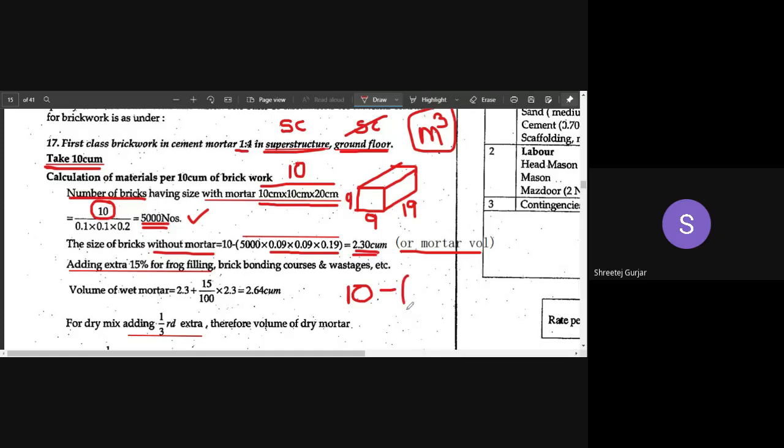So how do you arrive at this? Total number of bricks are 5,000, right? 5,000 bricks multiplied by the volume of one brick without mortar. I've told you it is 9 by 9 by 19, right? So 0.9 by 0.9, multiply by 0.19. If you do this, you will get the volume of mortar that is required in meter cube. 2.3 is the volume of mortar required in meter cube.